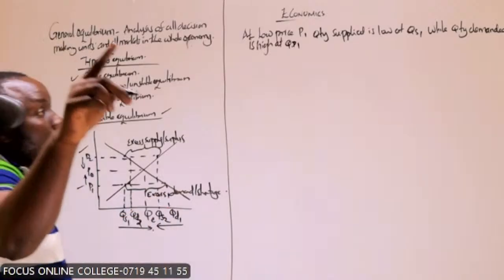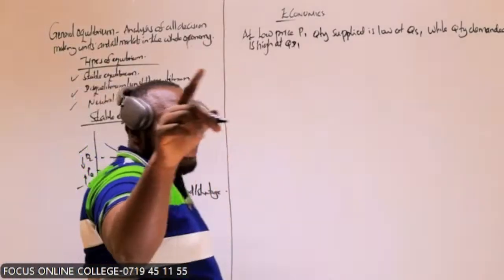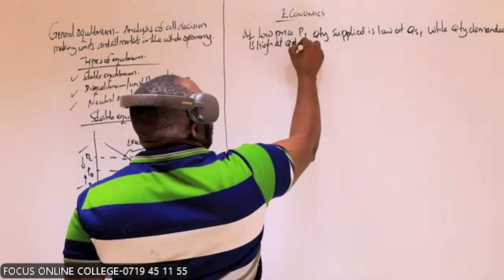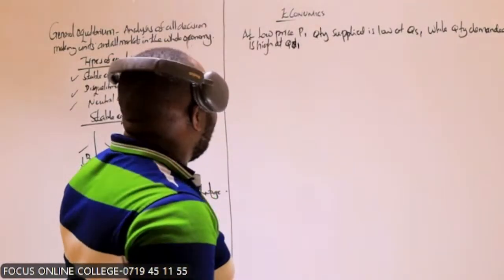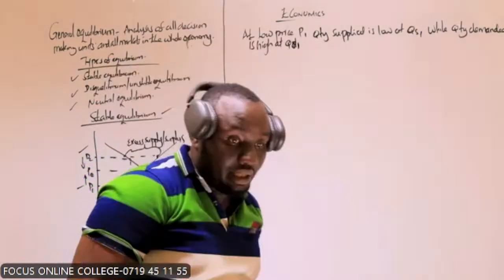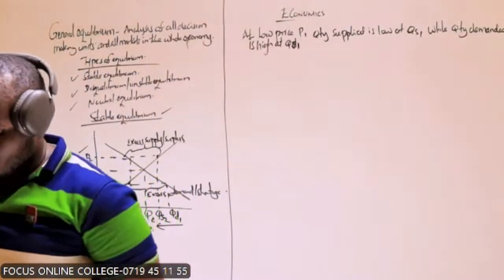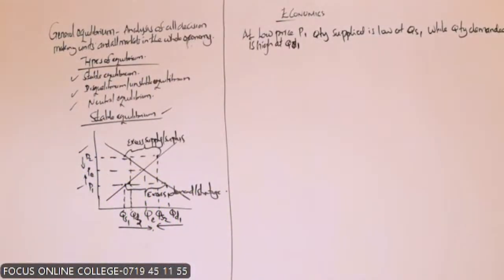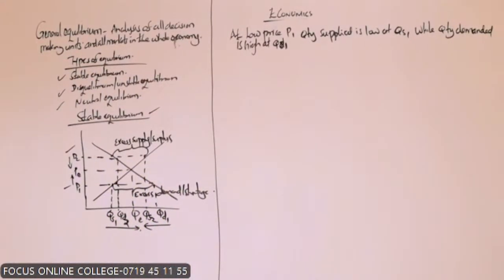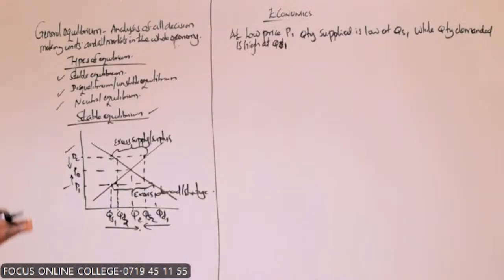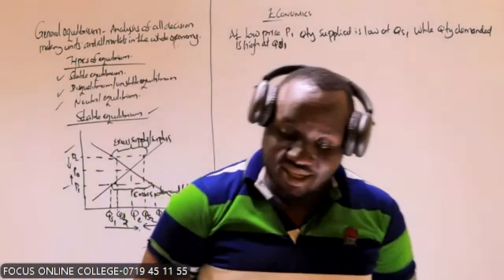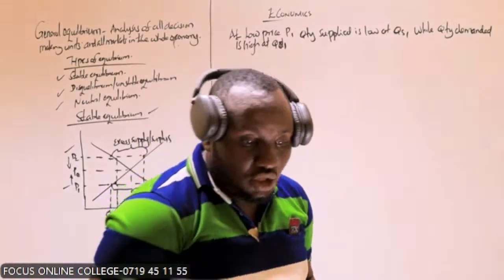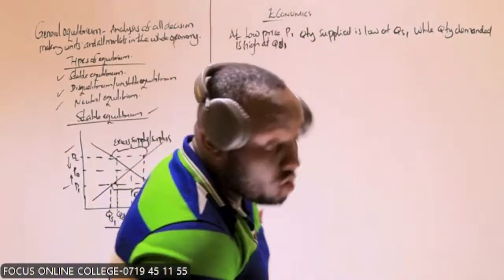So what we call control: quantity supplied is less at QS1, but quantity demanded is high at QD1. Are we in agreement? So when that happens, this creates what we call excess demand.